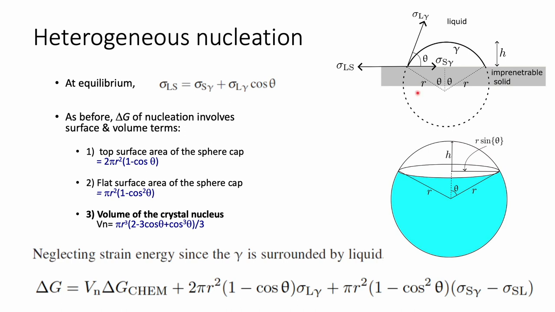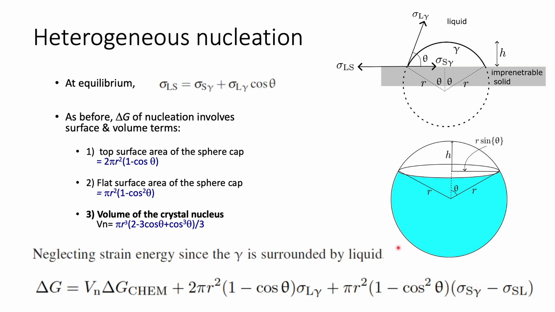So now we can rewrite the free energy change for the transition from liquid phase to gamma phase in terms of the heterogeneous nucleation model. In this model, we introduce this solid substrate. Again, we write the contribution from volume, which is the volume multiplied by delta G. But to be clear, now the volume Vn is the volume of the sphere cap only, not of the whole sphere. Then we have this part, which is the top surface of the sphere cap, multiplied by sigma L gamma, which is the interface between the liquid phase and the gamma phase.